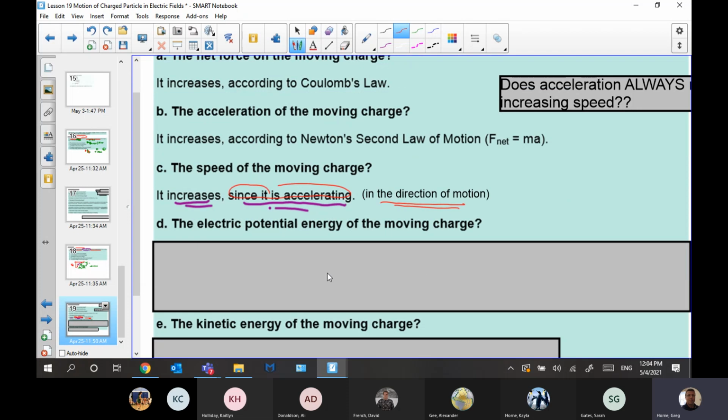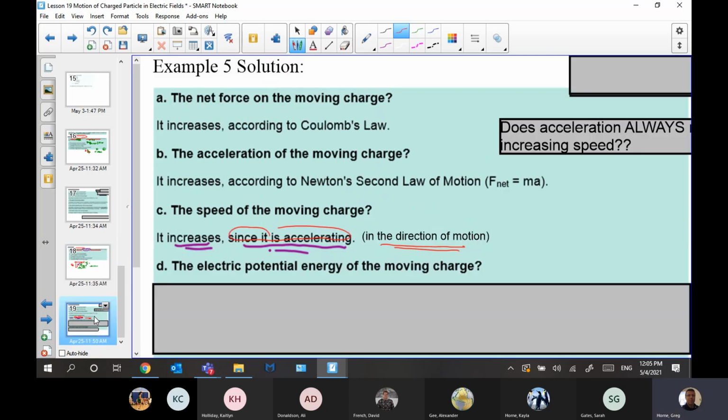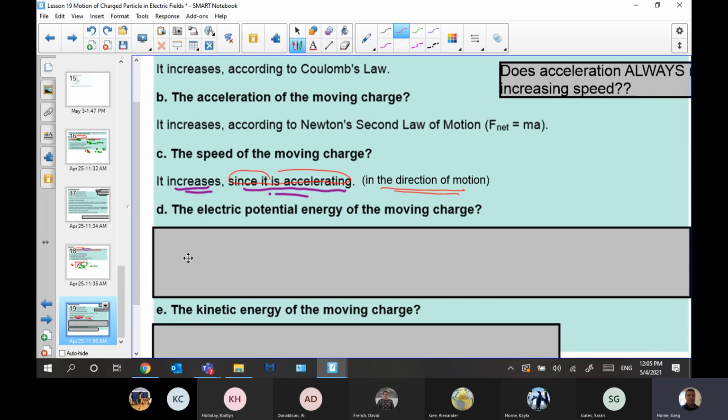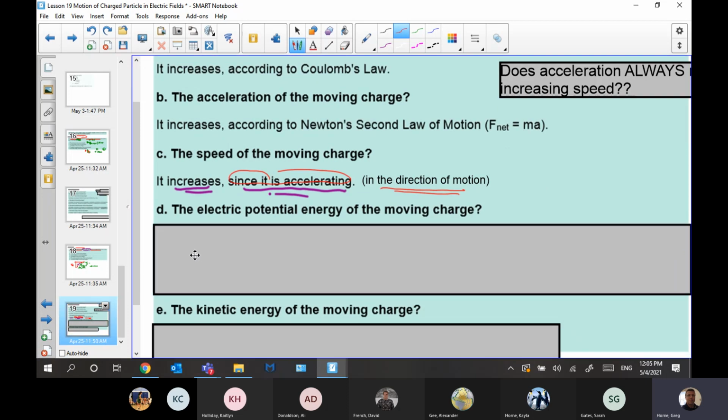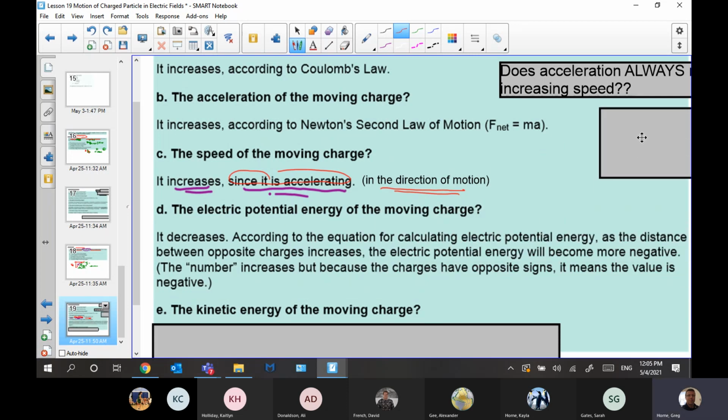Electric potential energy. What's happening to the electric potential energy as we go closer and closer? So it's going to a bigger and bigger negative value. That's the correctest way of saying it. It's going to a bigger and bigger negative value, but that actually means that it's decreasing, which sucks. You're saying the energy is decreasing by going to a bigger and bigger negative value. So you're getting a bigger negative value, so that kind of seems like it's increasing, but sorry, it's not, it's decreasing.